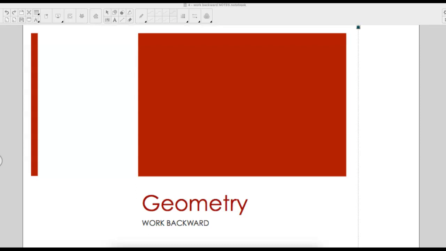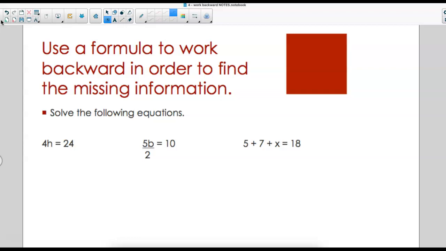All right, on page 9, we are going to talk about working backwards with geometry. The second slide that you see looks like this. It says using a formula to work backward in order to find the missing information. We're going to start with just some equations because you should hopefully remember how to solve an equation.